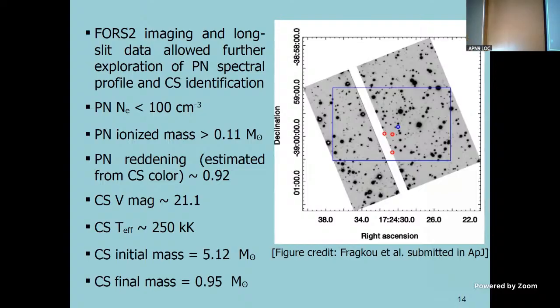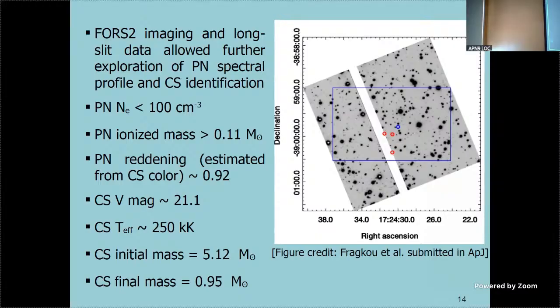The visual magnitude of the central star was found to be 21.1, while the effective temperature is 250 kilokelvin. The initial mass was found to be 5.12 solar masses, and its final mass 0.95. And note that the effective temperature of 250 kilokelvin is the largest one found for a central star until now.